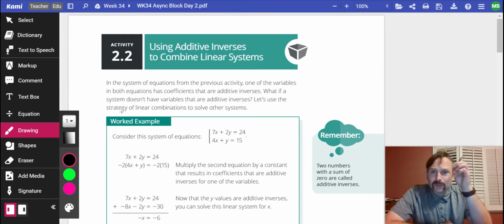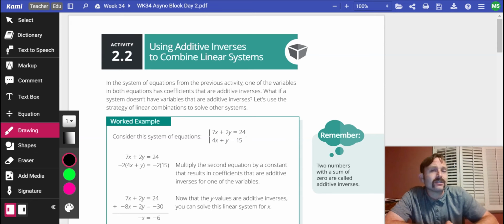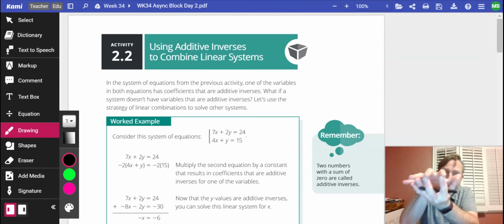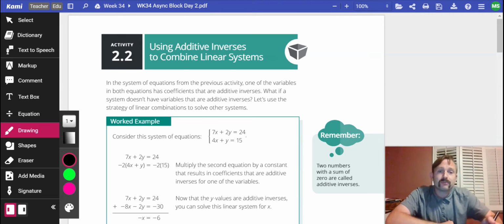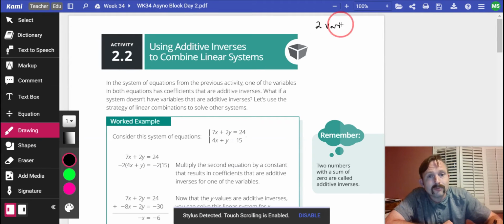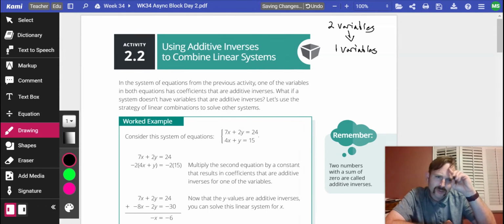Hey everybody, welcome to week 34 asynchronous block day 2 work, activity 2.2, using additive inverses to combine linear systems. So like we were doing previously, we're going to be combining equations to get rid of one of the variables. So we're going to go from two variables to one variable, because it's a lot easier to solve for one variable as opposed to two variables.